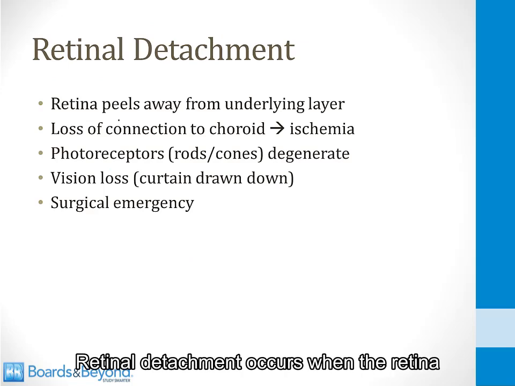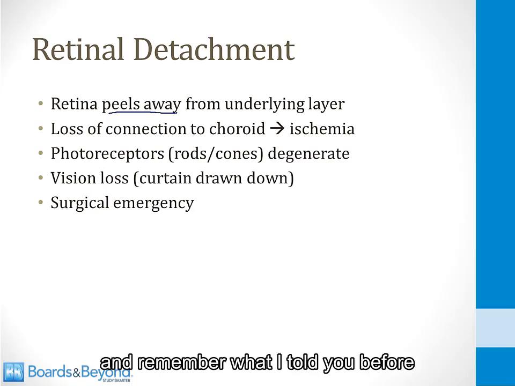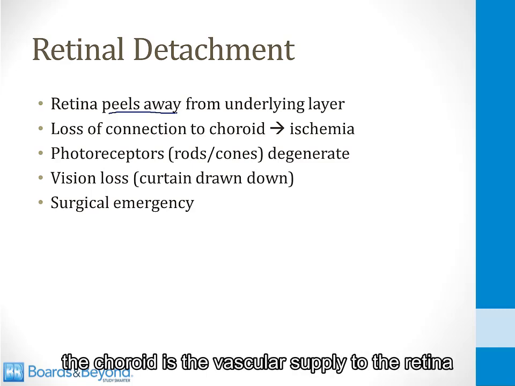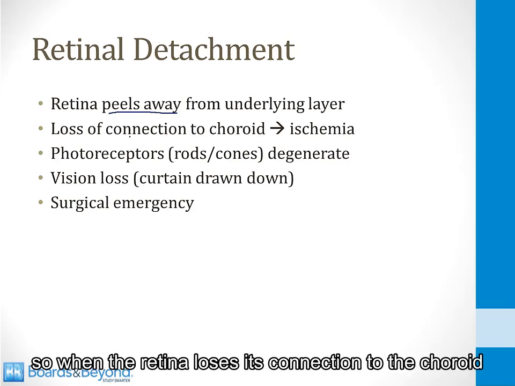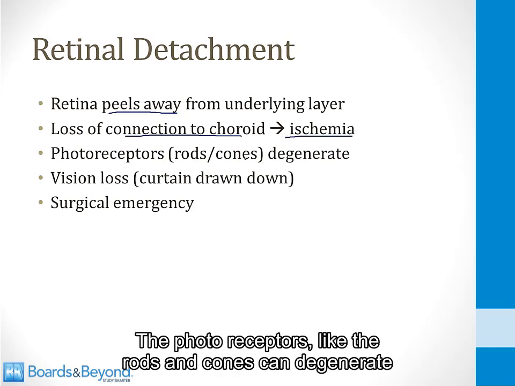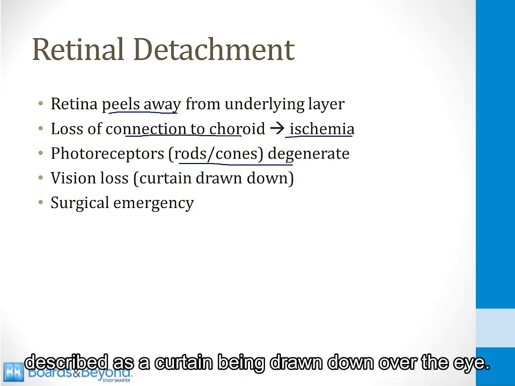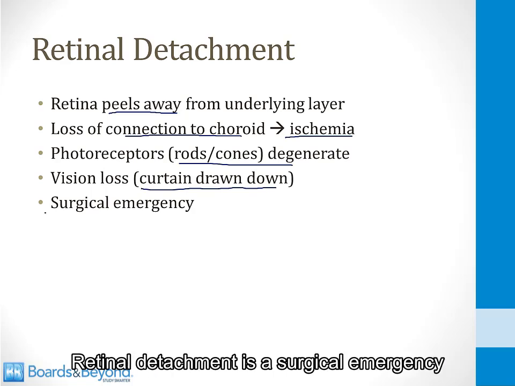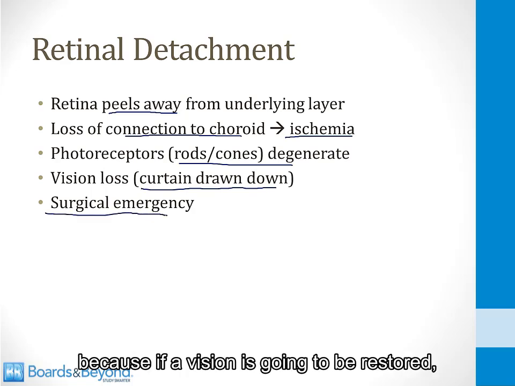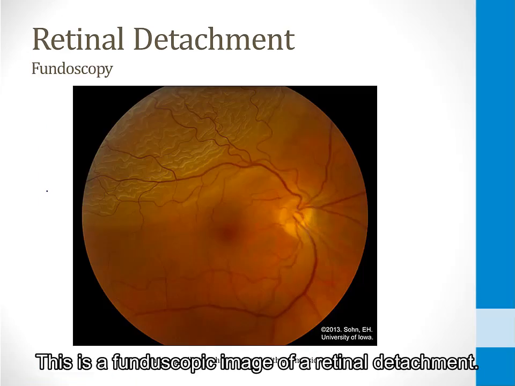Retinal detachment occurs when the retina peels away from the underlying choroid layer. And remember what I told you before, the choroid is the vascular supply to the retina. So when the retina loses its connection to the choroid, that can lead to ischemia. The photoreceptors, like the rods and cones, can degenerate, and this leads to vision loss, which is classically described as a curtain being drawn down over the eye. Retinal detachment is a surgical emergency because if vision is going to be restored, the retina has to be reattached in a timely manner. This is a fundoscopic image of a retinal detachment.